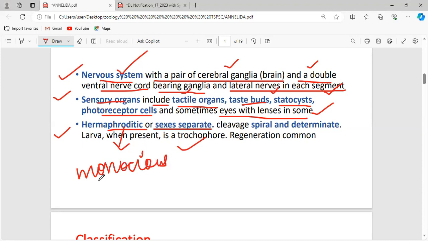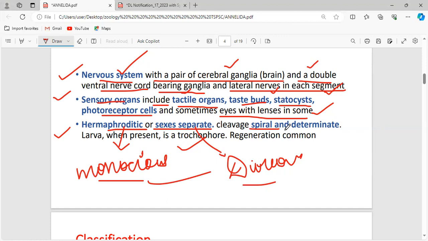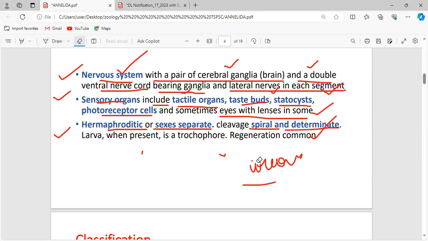Monoecious animal. Here the sexes are not separate. Both male and female can be present in the same individual. Also, the sexes can also be dioecious. Clear? And it is bisexual in nature. The cleavage is spiral or determinate. This is the type of cleavage followed by the earthworm.